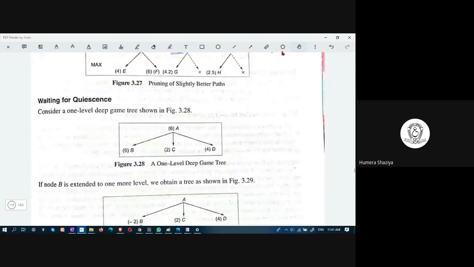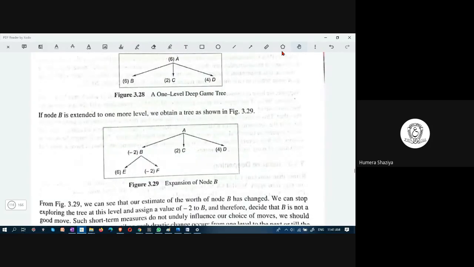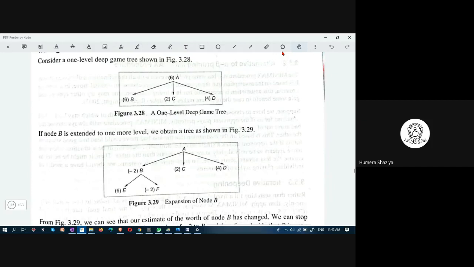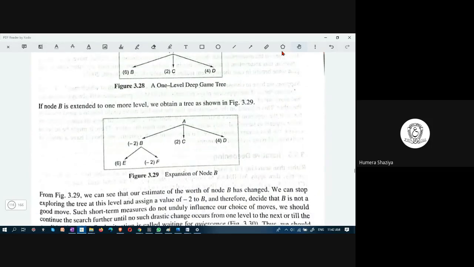Waiting for quiescence. If this is the tree, first level tree, and this is the expansion. After expansion, we see that the estimate of the worth of B has changed. Earlier it was 6. Now, consider this to be min. Min has chosen -2, because -2 is less than 6 and min's goal is to choose the minimum value. And therefore here B is not a good move.